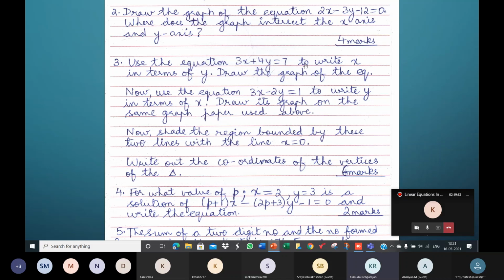See, this is an equation represented by a line on the graph paper. This equation represents another line on the graph paper. Now the third equation, x is equal to 0, is the y-axis itself. Now we have three straight lines on the graph paper. These three straight lines enclose a figure, which is a triangle. Now you need to shade that triangle and write out the coordinates of the vertices of that triangle. Just see this quickly.